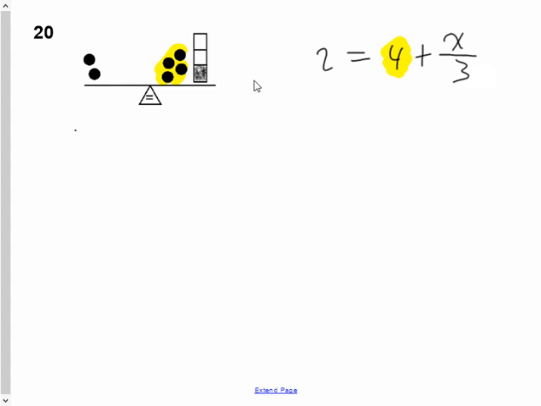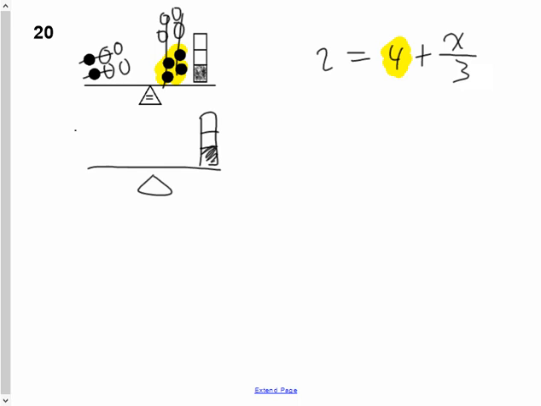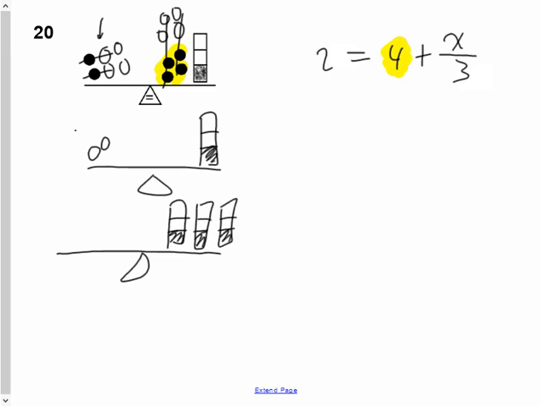So from a modeling perspective, I'm going to put 4 negatives here and 4 negatives here, getting rid of my constant. And I end up having a third of x is equal to 2 negatives. Because over here, by putting 4 negatives there, I make 2 zero pairs. Leave me with 2 negatives. And I don't want to know what a third of x is. I'm going to triple this side. So I'm going to have 1, 2, triple this side, and triple this side.